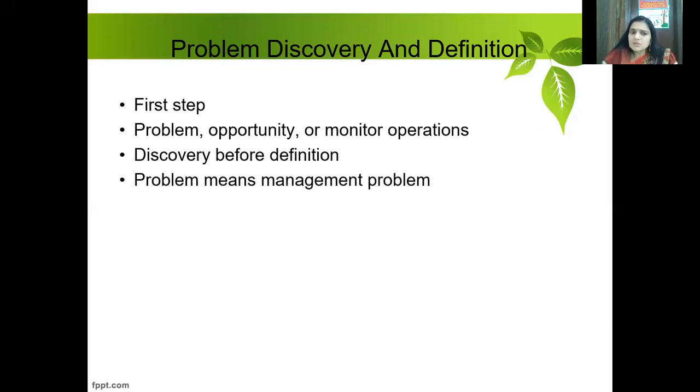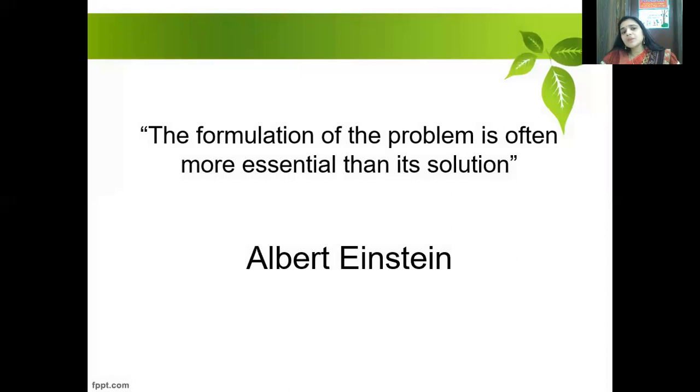Problems means management problem. That means it's a kind of problem your company is facing right now, and you need to solve that. So for that, you need to list down what kind of problems are there, and what kind of information you already have, so that you can generate some questions. You can actually define your problem.